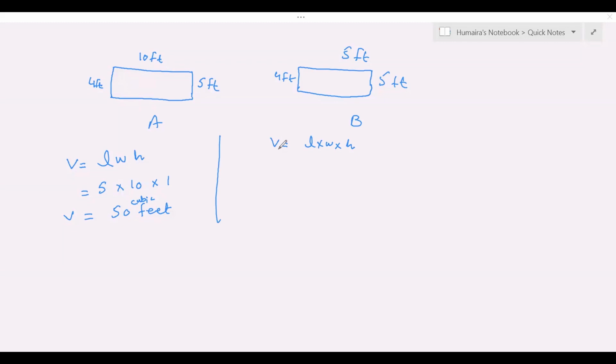The volume that was in tank A was 50, which equals, now the tank B having length as 5 feet times width again 5 feet, and now we want to find its height. So 5 times 5 is 25H, and here we have 50. We will shift this 25 to the other side, and it will be 50 by 25 equals H. So H gives us 2 feet. Okay, so this would be your answer.